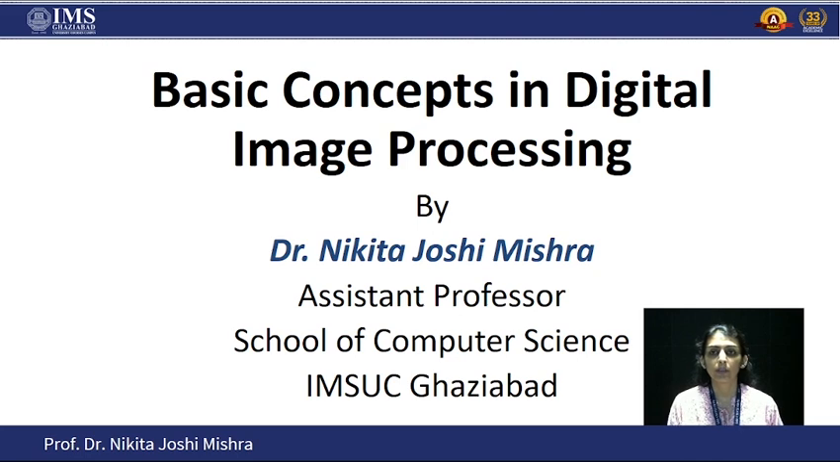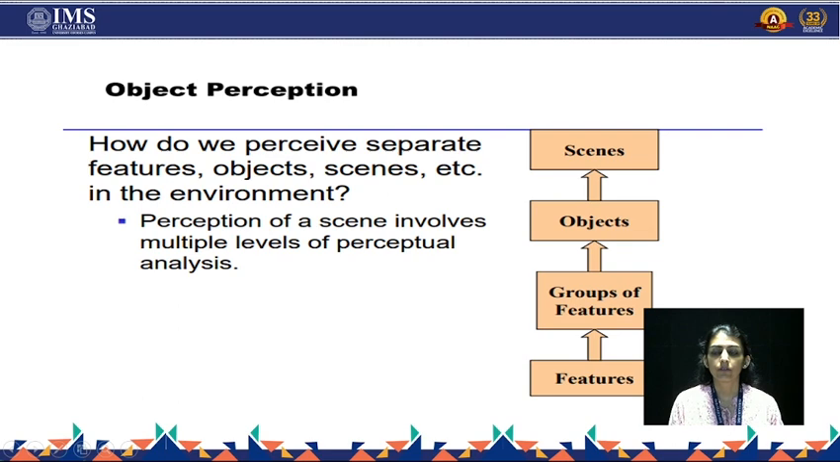Today, we will be discussing some basic concepts in digital image processing. Now, first we deal with how an object is perceived. How we perceive an object. First, there are some features of the object that are grouped. All the features are grouped, and then an object is identified, and combining many objects, a particular scene is identified.